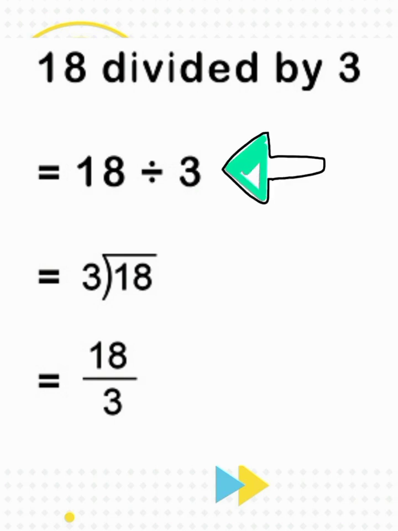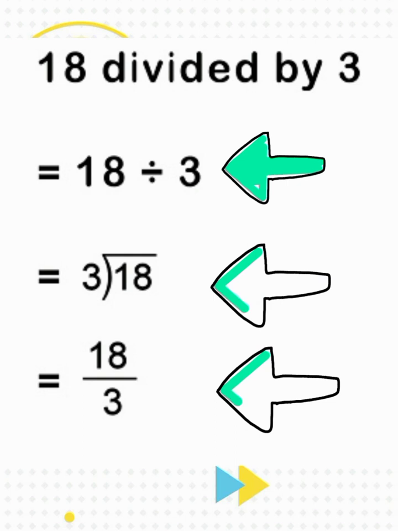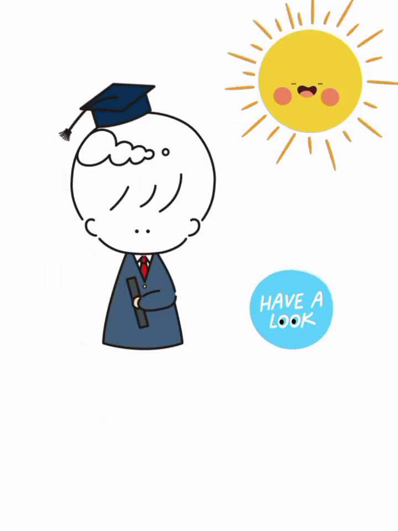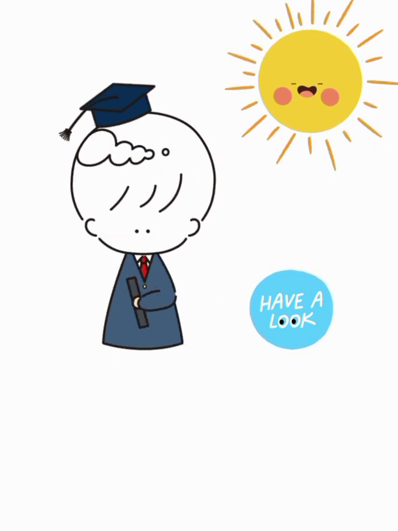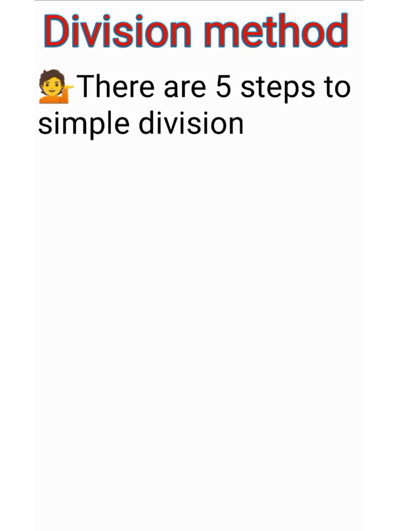Division can be written in 3 ways. You can see on the screen. Now moving on. There are 5 steps to simple division. Let's see these steps while finding the quotient. For example, 97 divided by 2.